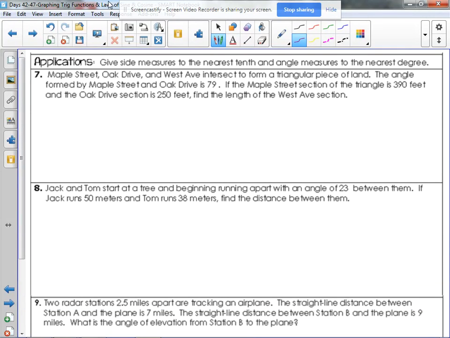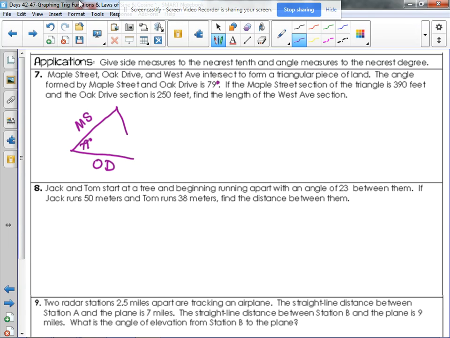All right, let's look at number 7 on the notes. Maple Street, Oak Drive, and West Avenue intersect to form a triangular piece of land. The angle formed by Maple Street and Oak Drive is 79. We're going to assume there's a degree symbol right there. So we know that Maple Street and Oak Drive intersect, and there's a 79-degree angle right there.